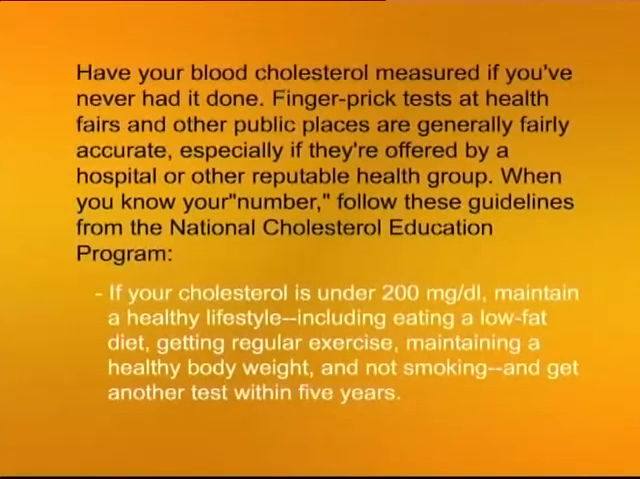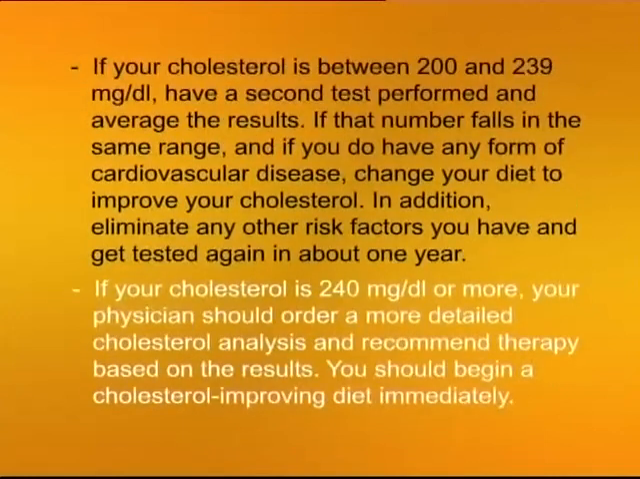If your cholesterol is under 200, maintain a healthy lifestyle, including eating a low-fat diet, getting regular exercise, maintaining a healthy body weight, and not smoking, and get another test within 5 years. If your cholesterol is between 200 and 239, have a second test performed and average the results. If that number falls in the same range, and if you do have any form of cardiovascular disease, change your diet to improve your cholesterol. In addition, eliminate any other risk factors you have and get tested again in about 1 year.